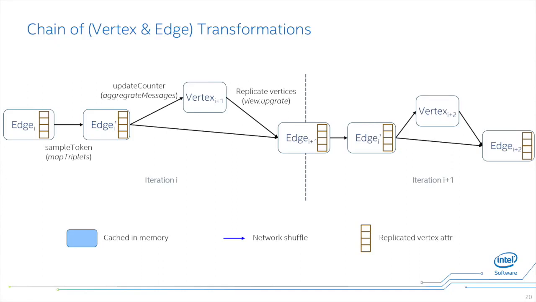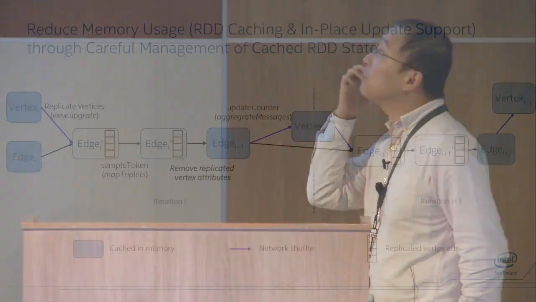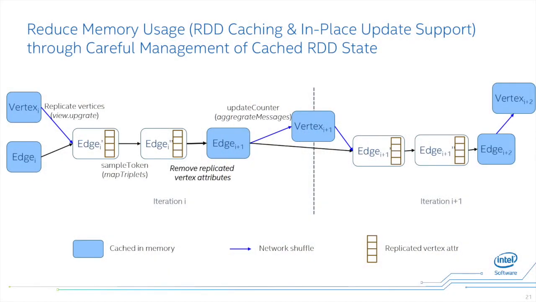And as you can see, if we sample tokens, we can do an in-place update on those replicated vertex attributes. It is efficient, but it can go wrong if you have failures in your computation. When you try to rerun the task, you end up with modified data, and you cannot go back to the previous state. So what we end up doing is we try to address both problems: the very large memory used in caching the RDD, as well as the in-place update support, through some very careful management of the cached RDD state.